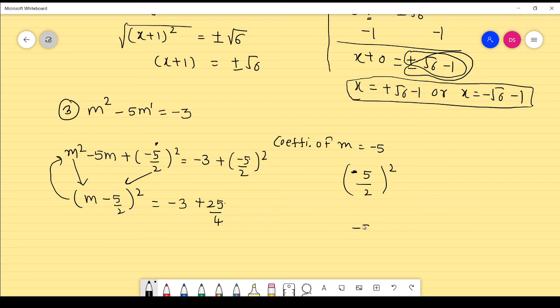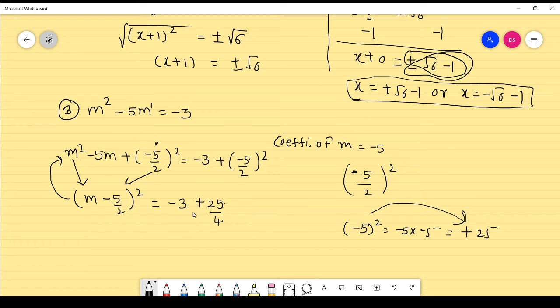You may ask, sir, why is minus 5 square nothing but 25? Minus 5 square means multiplying the number by itself, right? Multiplying the same number two times, right. Minus times minus is plus, 5 fives are 25. That's the reason why minus 5 square is nothing but plus 25.